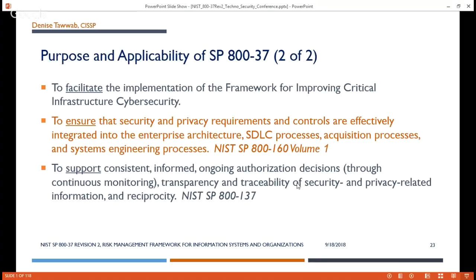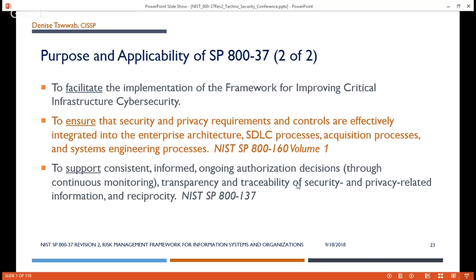Next, to ensure that security and privacy requirements and controls are effectively integrated into the enterprise architecture, SDLC processes, acquisition processes, and system engineering processes. Systems engineering is covered in Special Publication 800-160, Volume 1.